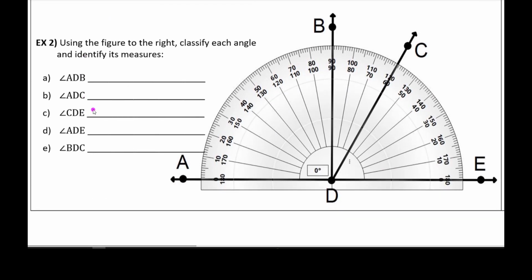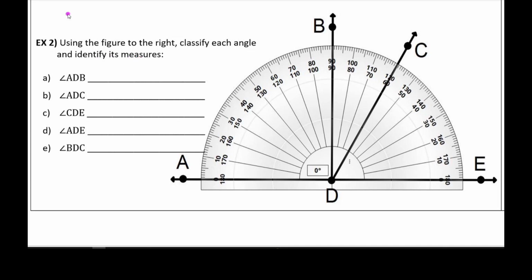Over here on the next set of examples, we have a protractor. A protractor is like a ruler to measure angles. Basically, we position the protractor so the center is right here at the vertex, because as you know, you have a whole bunch of angles right here. And what we're going to do is classify each angle and identify its measure.